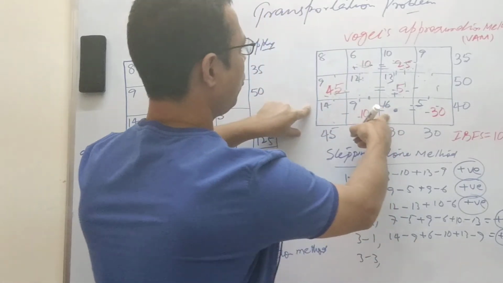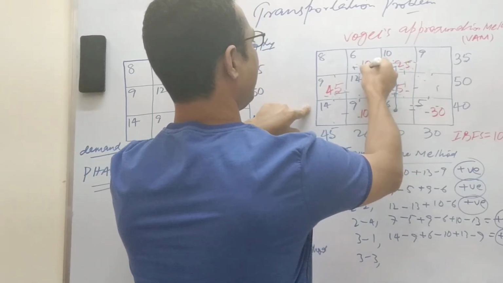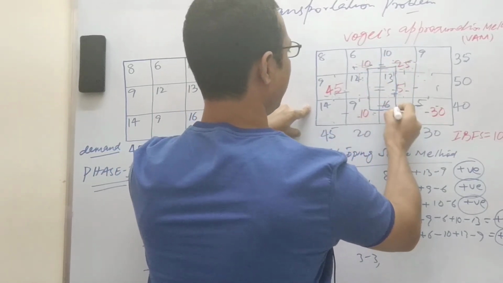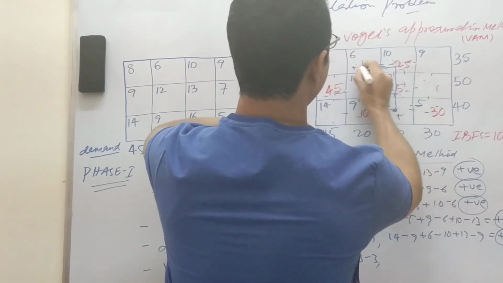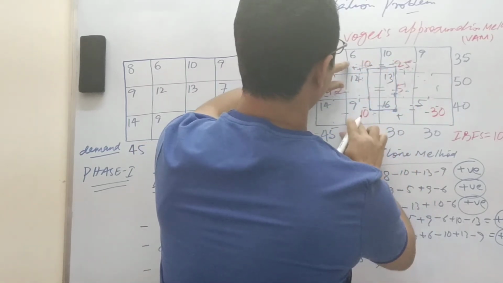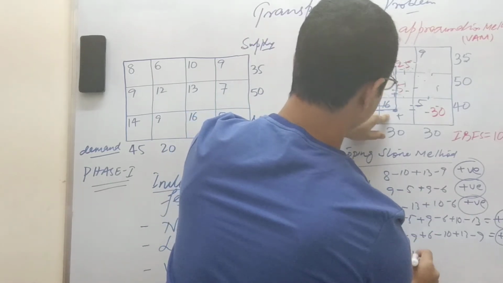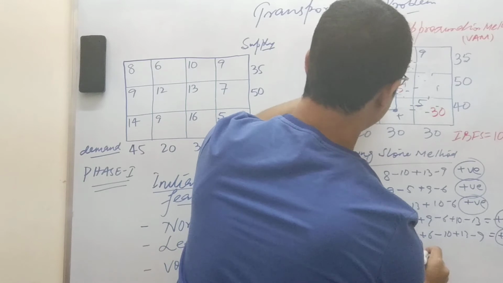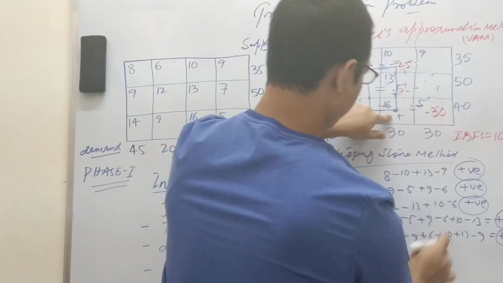So here just try to make a cycle. Yeah, we can move like this. This allocated, this allocated, this allocated, this. So this is going to form a cycle. So plus, minus, plus, minus. Now check. 9 minus 16 plus, minus, which one? Oh sorry, we started from here.